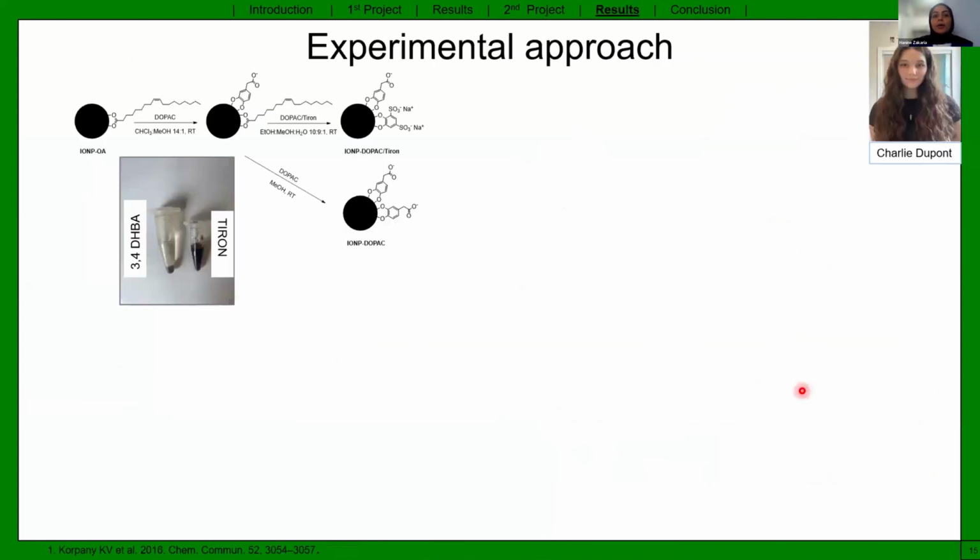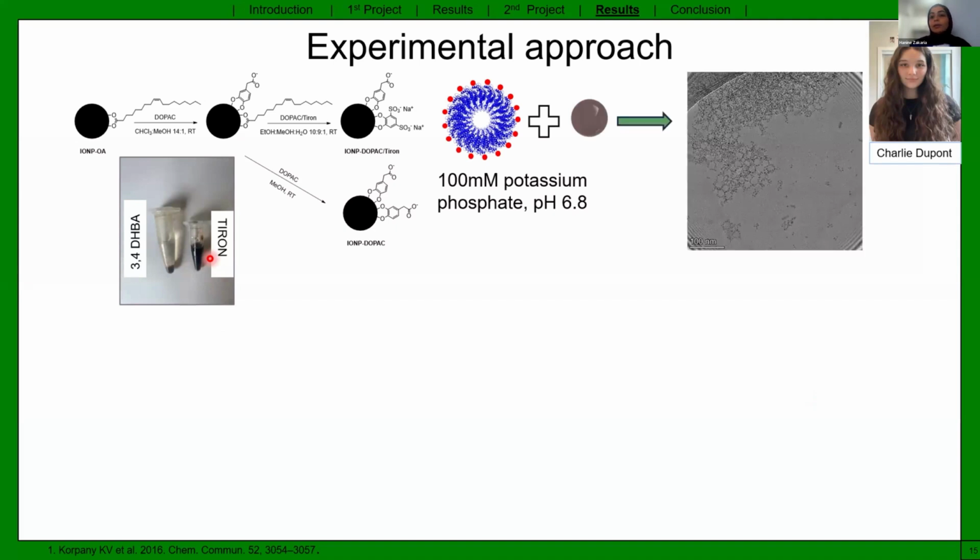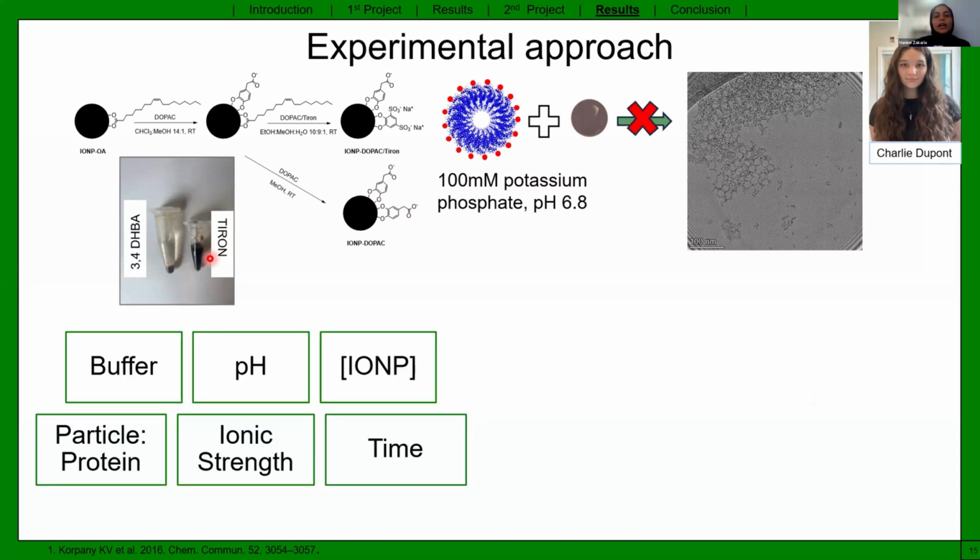So the first step was to do some ligand exchange to get my particles into the aqueous phase. I tried two different surfactants, the 3,4-DHPA and the Tiron. However, the Tiron was more stable, so I'm using it now. At the beginning, I tried to mix with the disks at a similar condition as the gold nanoparticles, and I was able to obtain few rings, and my particles were dispersed everywhere, which means this condition doesn't work with the iron oxide nanoparticles. We need to optimize the solution condition by taking into account the buffer, pH, concentration of iron oxide nanoparticles, particle to protein ratio, ionic radius, and the time.